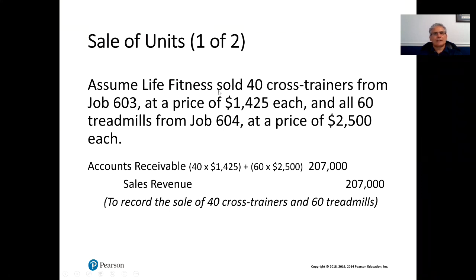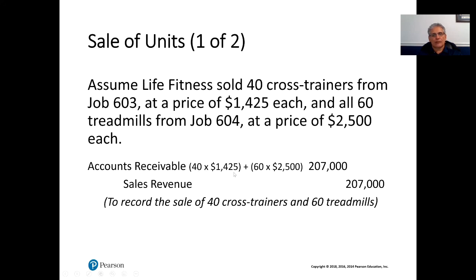Let's assume Life Fitness sold 40 cross trainers from job 603 at a price of $1,425 each, and all 60 treadmills from job 604 at a price of $2,500. So we need to run those numbers. We have 40 cross trainers at $1,425 each.